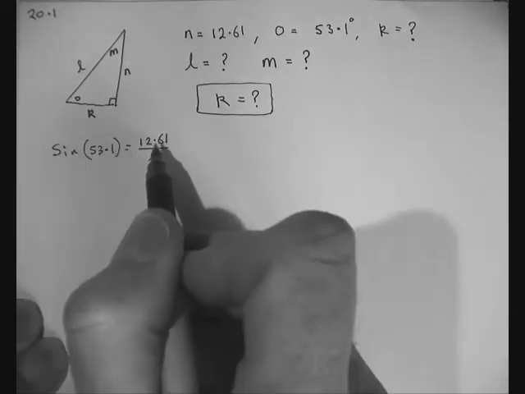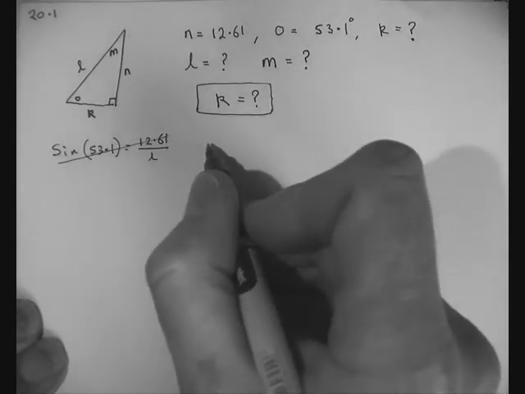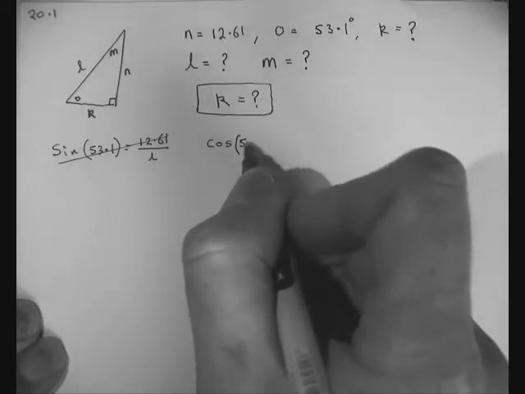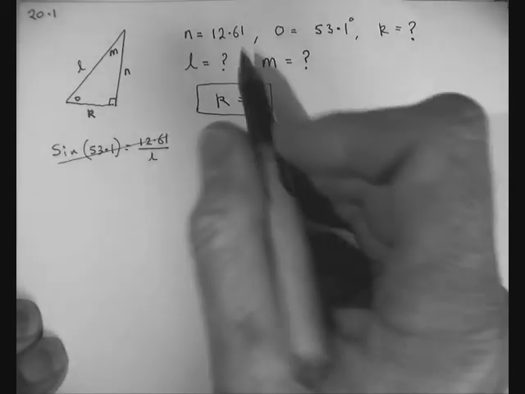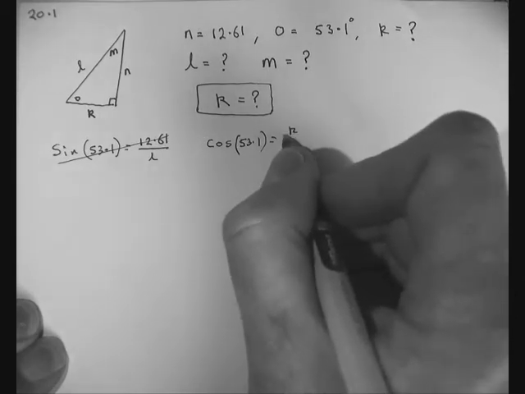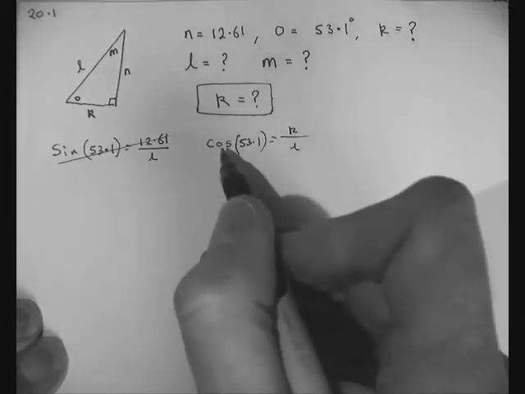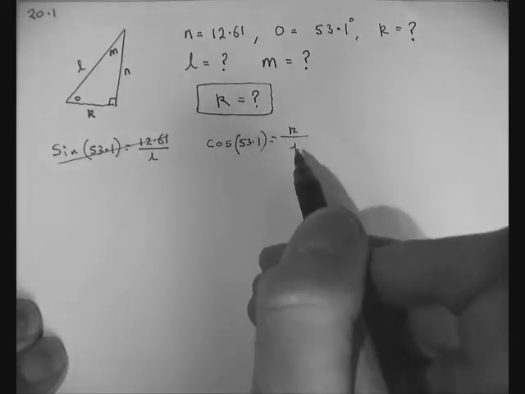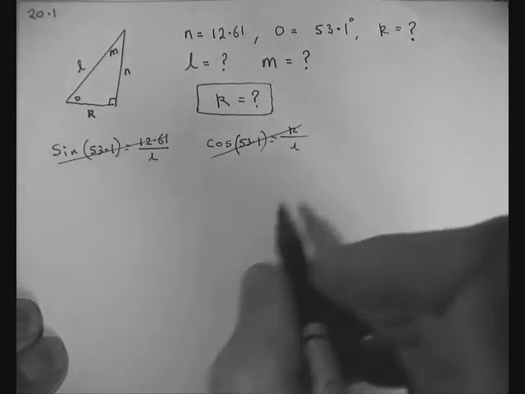This is of no use to us in this instance because we're trying to find K, so we cross that out. Let's try the cosine. So the cosine of the angle O, which is 53.1, is equal to the adjacent, which is K. We don't know what K is, divided by the hypotenuse. We don't know what the hypotenuse L is, so that is of no use to us either because there are two unknowns in it, K and L, and we can't solve that equation if there's two unknowns.